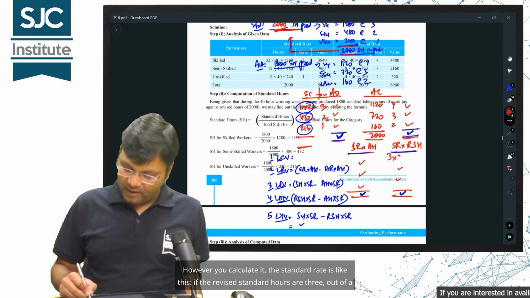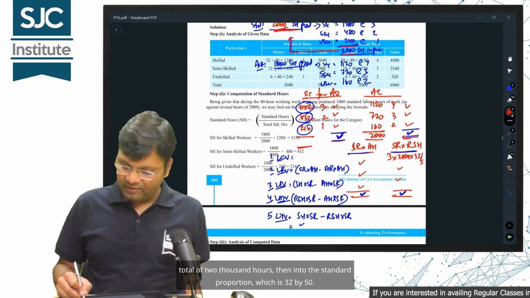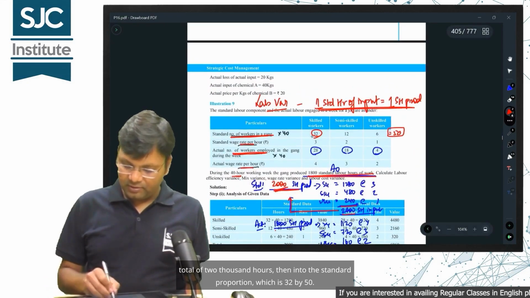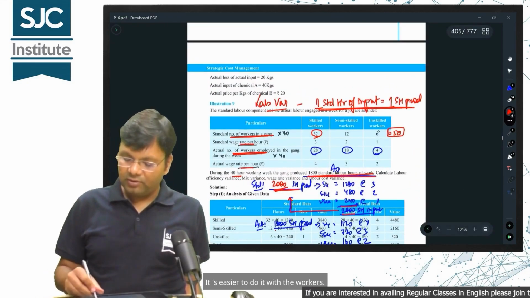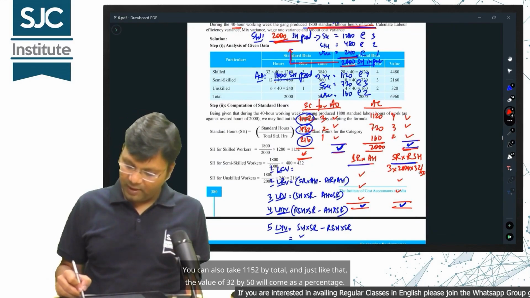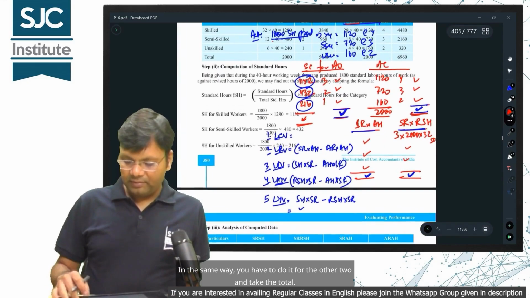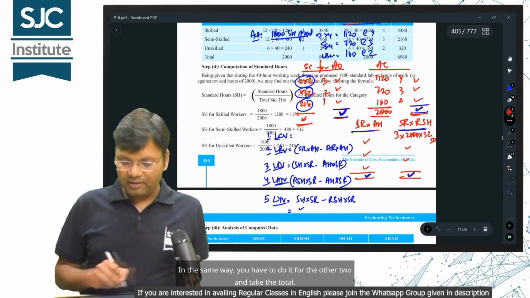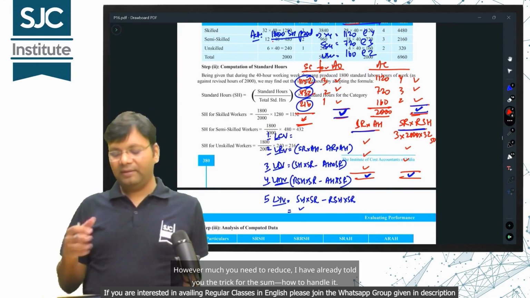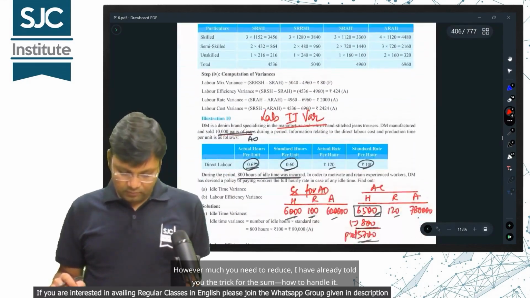If the revised standard hours are out of a total of 2000 hours, then into the standard proportion, which is 32 by 50. It's easier to do it with the workers. If you don't do it from here, no problem. You can also take 1152 by total, and just like that, the value of 32 by 50 will come as a percentage. In the same way, you have to do it for the other two and take the total. However much you need to reduce, I have already told you the trick for the sum, how to handle it.